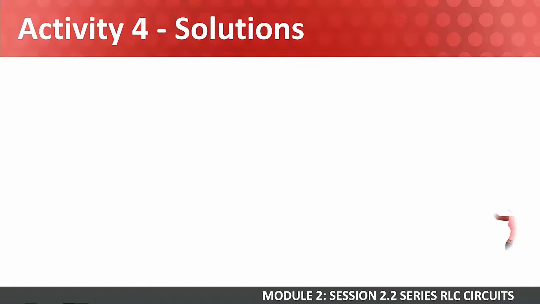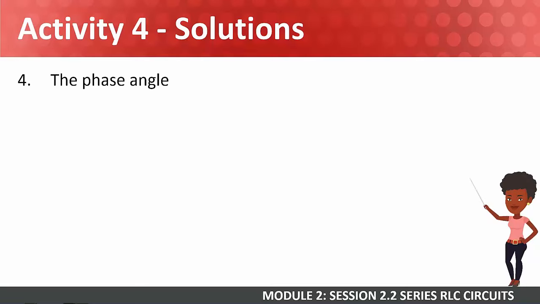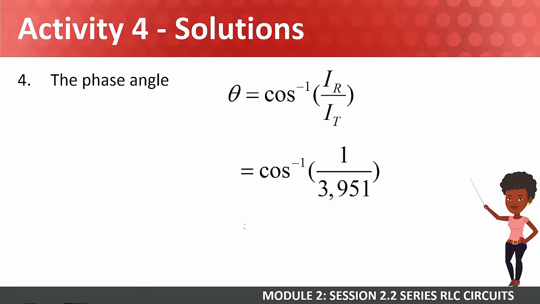The final thing we are asked to calculate is the phase angle. Using the formula theta equals cos to the power of -1, open brackets, IR over IT, close brackets. We get an answer of 73,34 degrees.